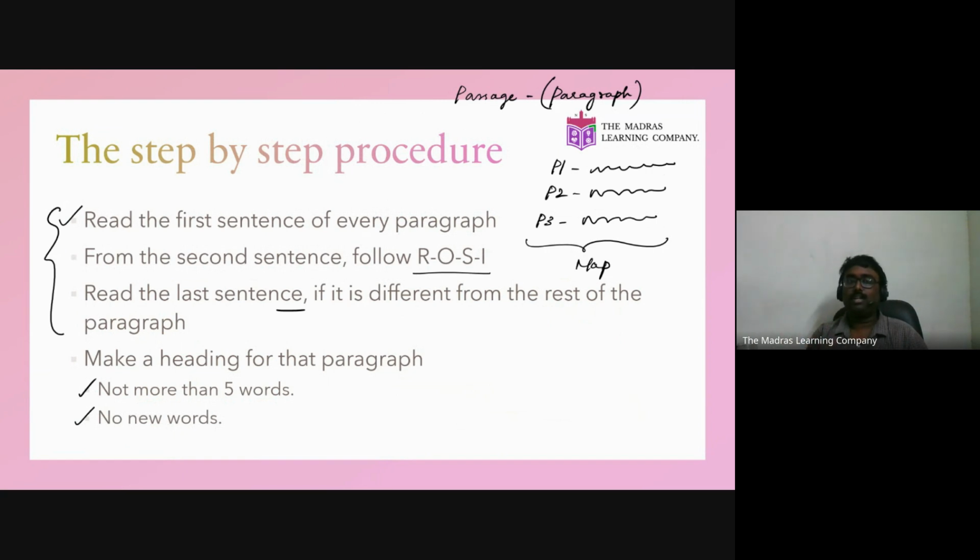After you finish the first paragraph, make a heading. That heading should not have more than 5 words. It should not have any new words. All the 3 or 4 or 5 or 2 or 1 words in the heading have to be from the passage, from the paragraph. You cannot add new words. If you add new words, then you'll misunderstand it. That's the whole reason. We're clear of this?